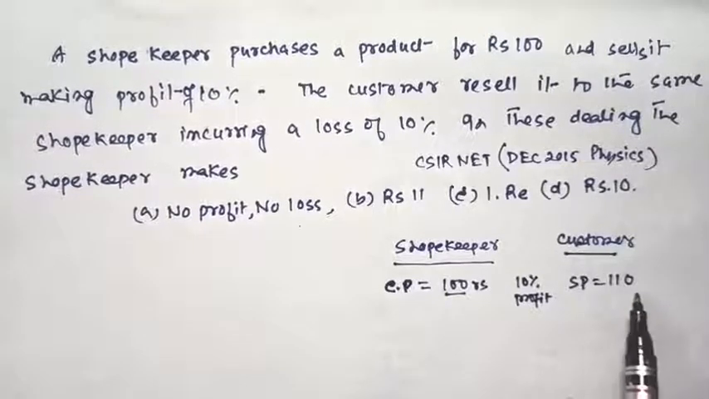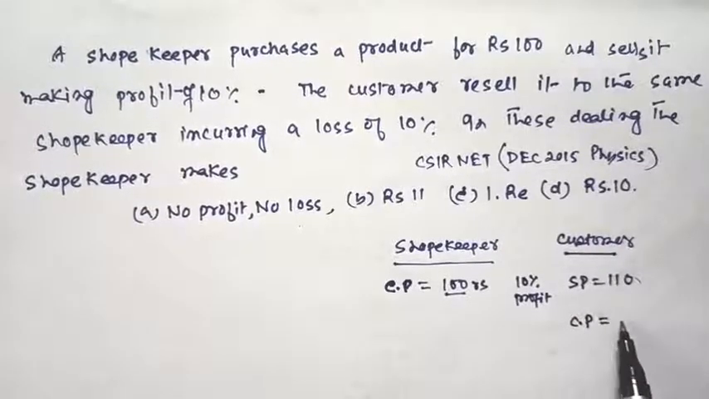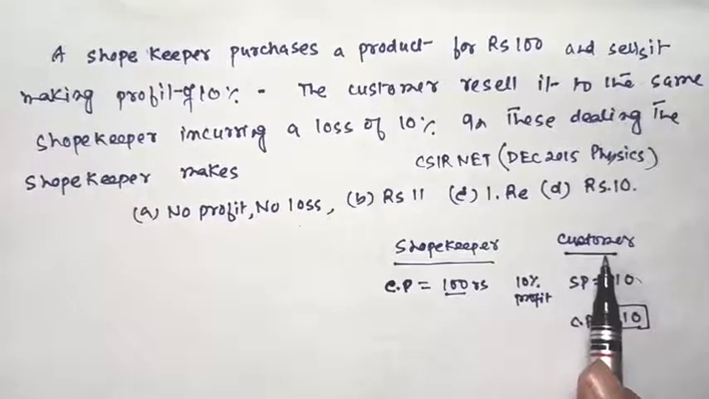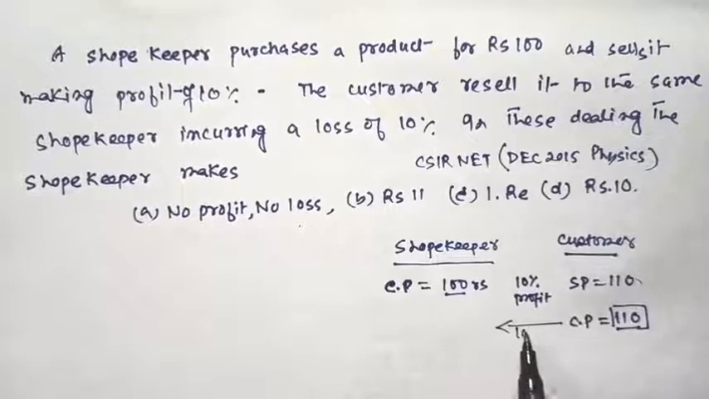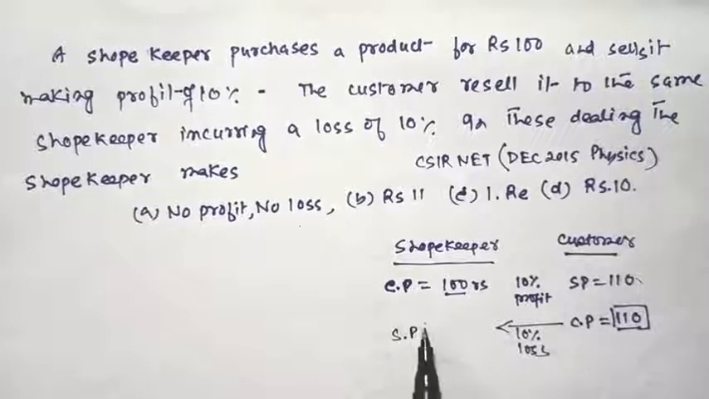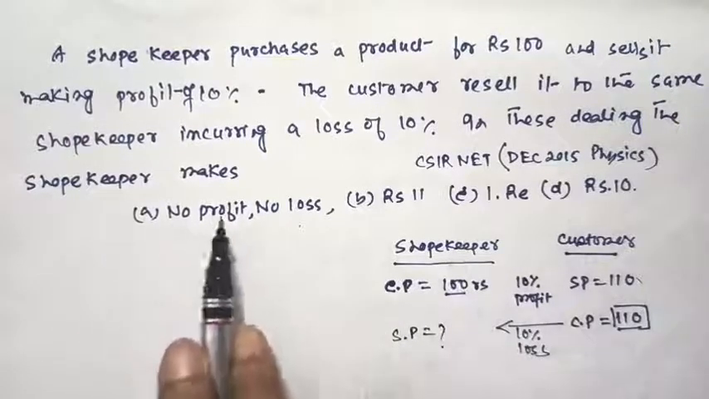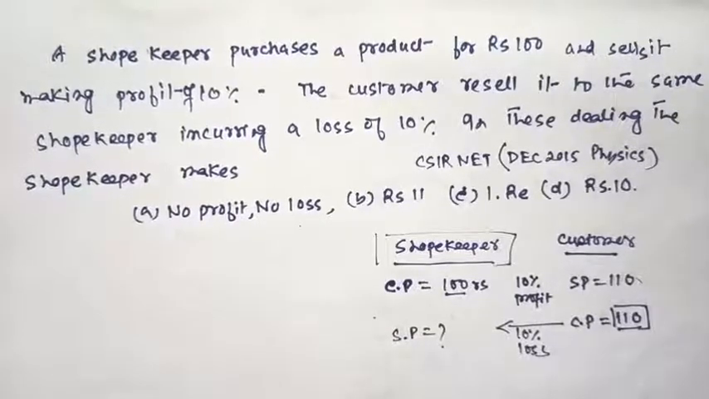Again, this customer sells this product to the shopkeeper again. So in this case, the cost price would be 110, because this time the customer has become the shopkeeper. He sells it to the shopkeeper at a loss of 10%. So what would be the selling price in this case? We have to find out this selling price, and then find the loss or profit in this dealing by the shopkeeper. So first we have to find out this selling price.